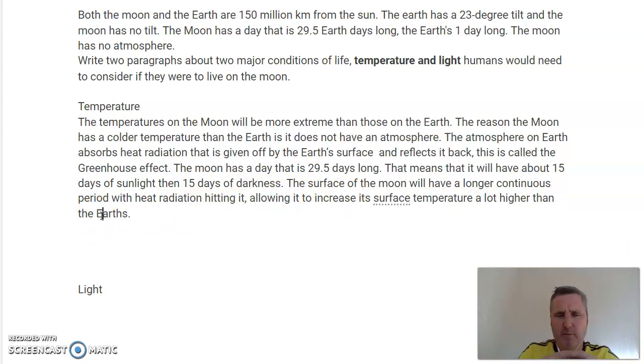So what we're saying here, we've put this sentence, we're linking it to the previous sentence, and we're saying that's the reason why it's hotter, right? So it's hotter because it has more time with the sunlight. I could write another sentence there and say it's colder because we have 15 days of darkness. So during that time, it will gradually get colder and colder. But I'm just going to leave that at the moment. You just remember you could put another sentence there talking about how it gets incredibly cold. I've already mentioned it gets cold because it doesn't have an atmosphere. So I'm happy with that paragraph at the moment.